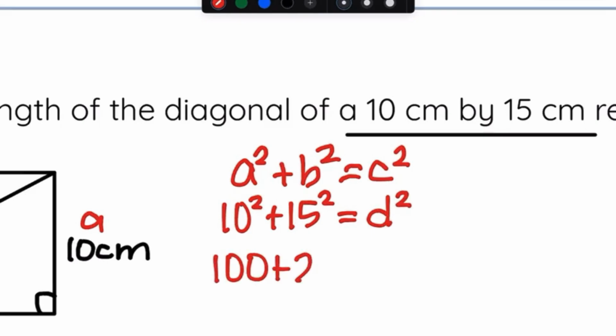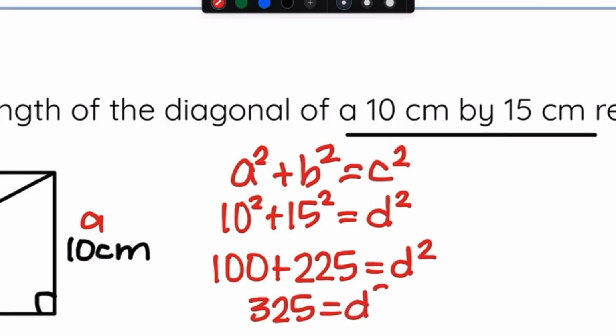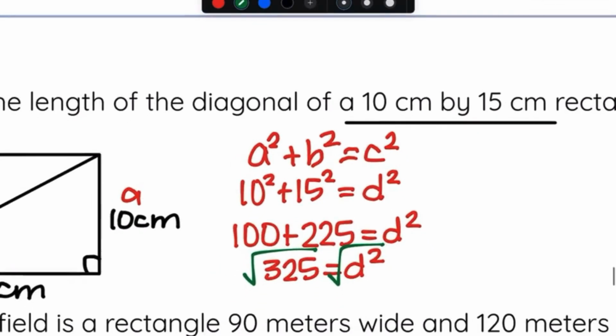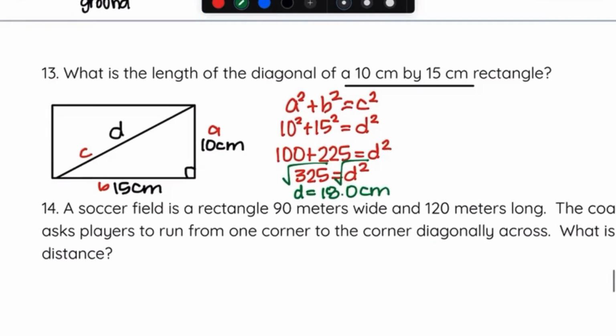And so again, we're typing these in our calculators. At this point, that should be absolutely old hat and a non-issue, okay? So when I do all that, I get 325 is equal to the distance squared. And so when I take the square root of both sides, I get 18.0 centimeters. And that's my answer.